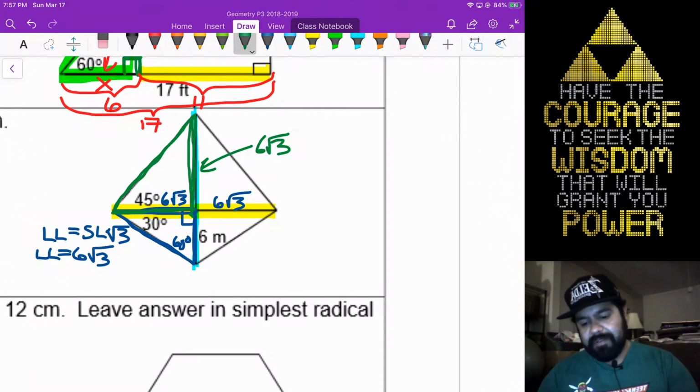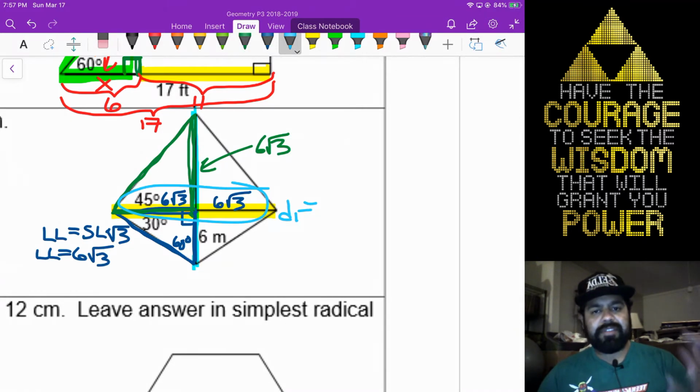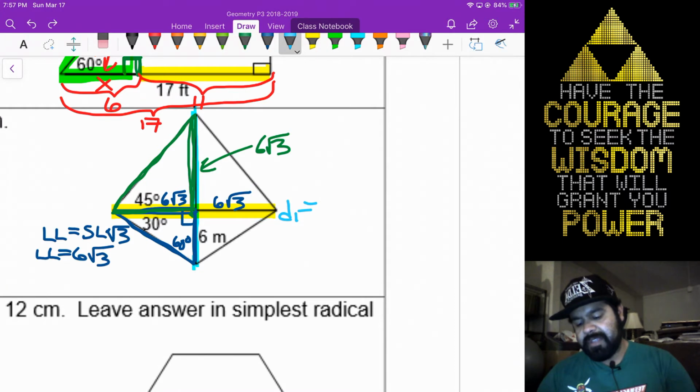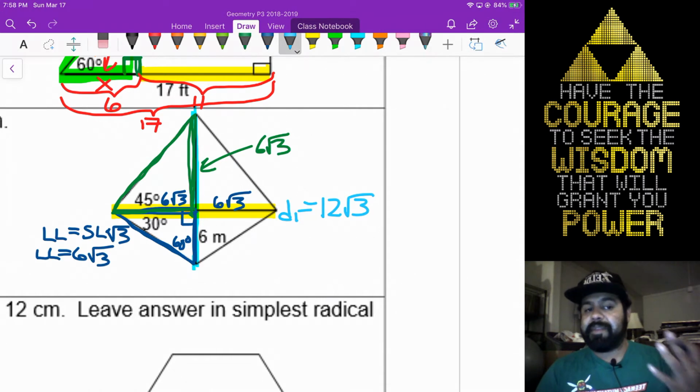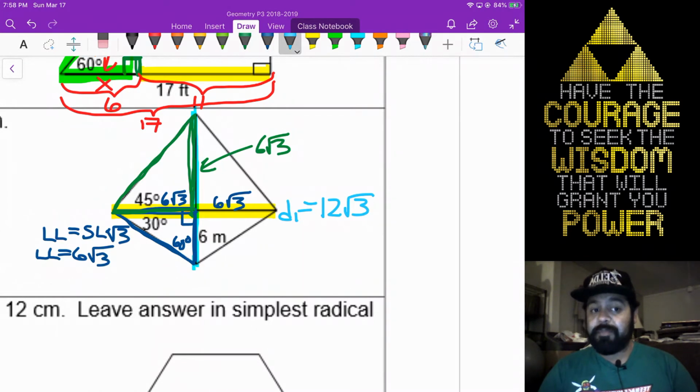So here's the fun part, right? Diagonal 1, super simple. It's 6 rad 3 plus 6 rad 3, which is the total of those two. That's going to give you 12 rad 3. You do not add the numbers inside the radical. Think of them as a unit. 6 pencils plus 6 pencils, you have 12 pencils. Right? You don't change the word pencils to something else.